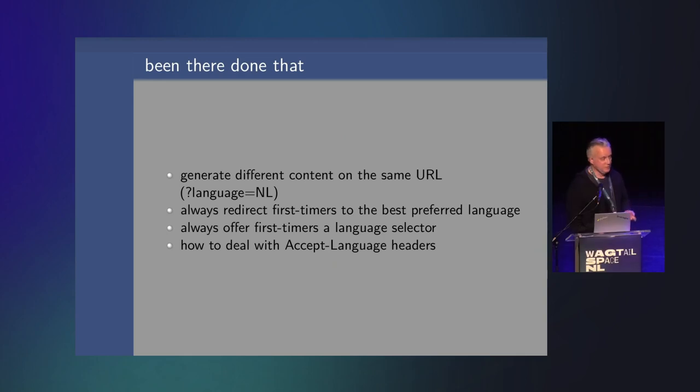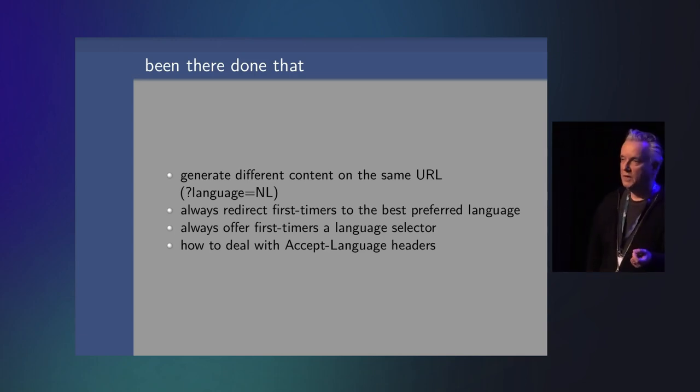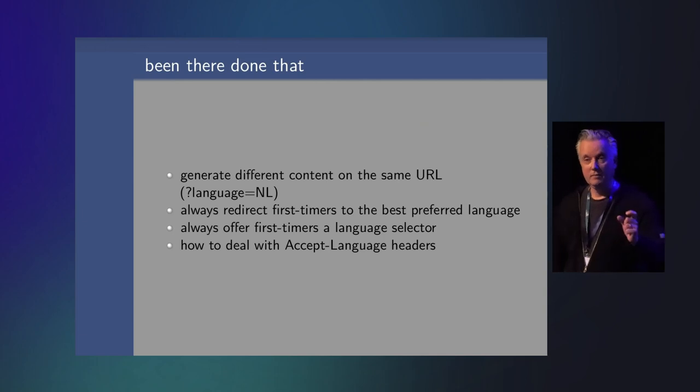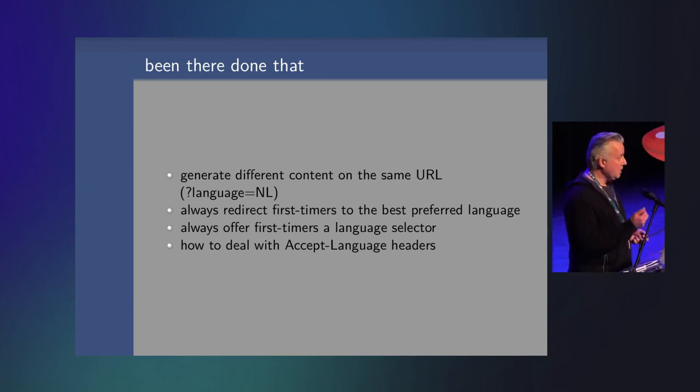My preference would be to always redirect first-time visitors to the correct version of the page they are visiting. So if I have specified that Dutch is my first language, please always redirect me to the Dutch version of a page, even when I visit a page that has as its default language English, for instance. But only if that version actually exists, please.